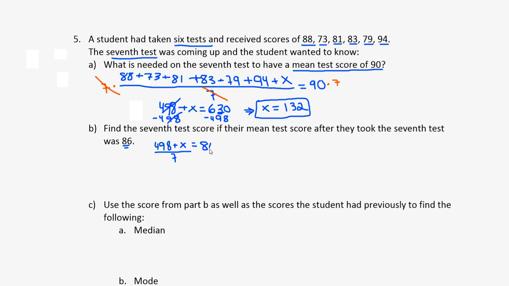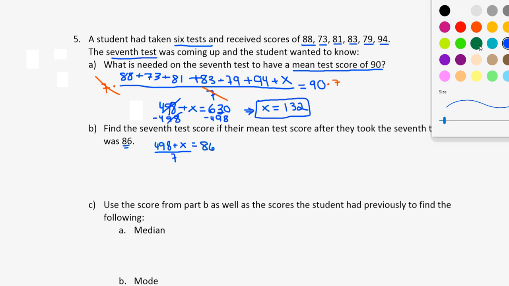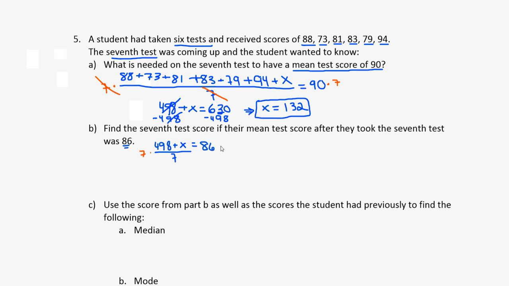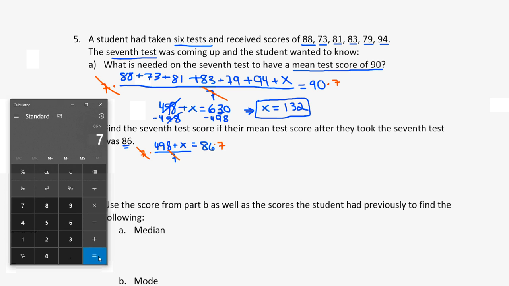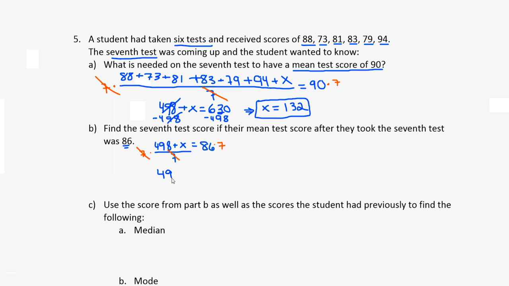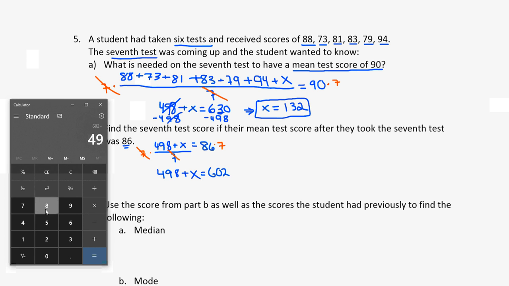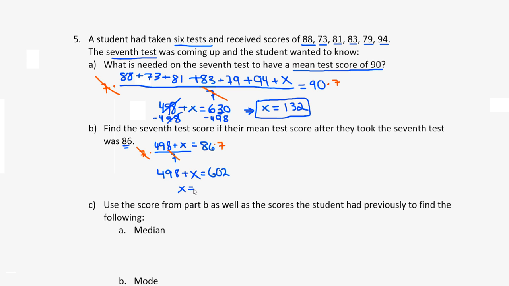So it's the same setup. I'm just not going to put all this addition because I already know that they add to 498. So at this point, I need to multiply both sides by 7. That will cancel out the dividing by 7. 86 times 7 is 602. So that's 602, right? Yep, and then just subtract 498, and you get 104. So on this one, you need 104 on that last test to get an 86. So again, if this is out of 100 points, that person cannot earn an 86 as their mean.